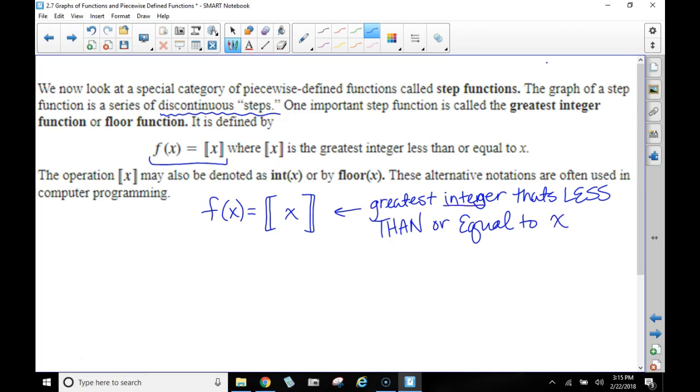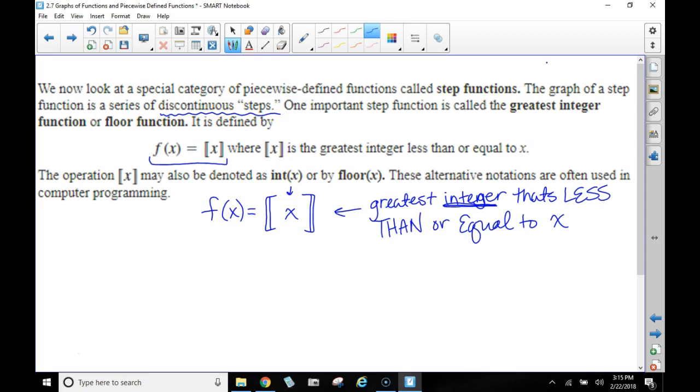Now, remember what integers are: positive and negative whole numbers. Okay? So our outputs are just going to be the integer numbers. Now, the way that we calculate what these are going to be is we take x, and if the input value for x is not already an integer itself, then you take it down to the next biggest integer that is less than your input. So take it down to the next biggest integer.